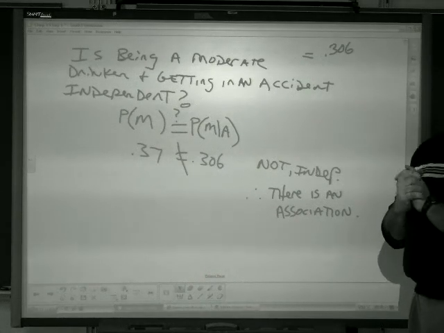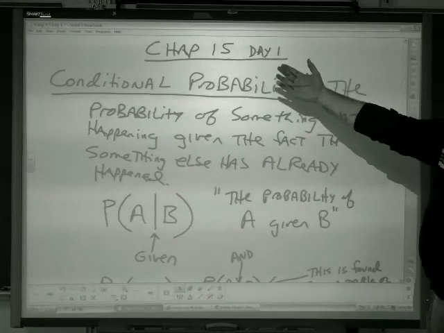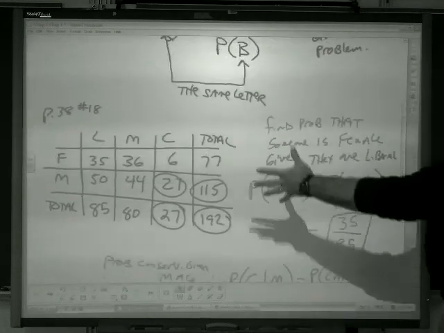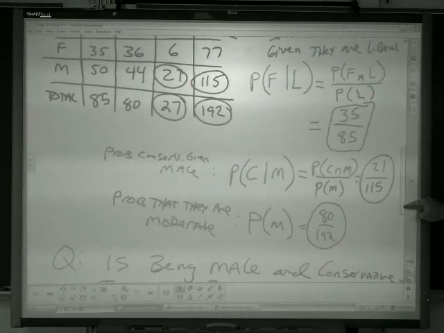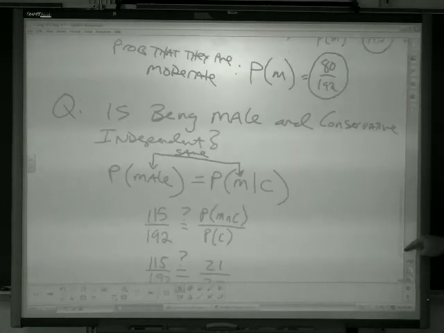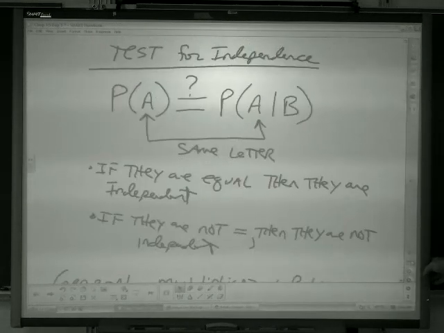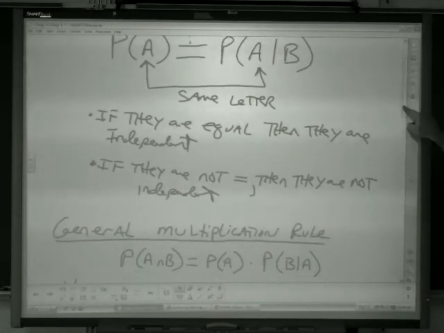And that is chapter 15. Chapter 15 is about conditional probabilities. It's about using our charts again, checking for independence. We did that. That's nothing new to us. Okay? Checking for independence, still not new.